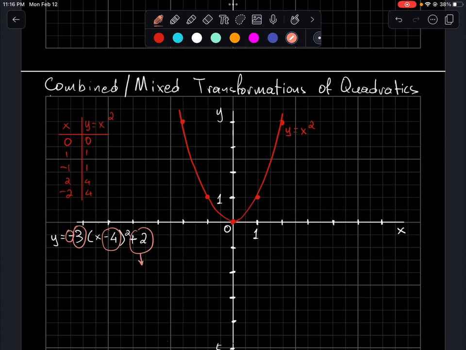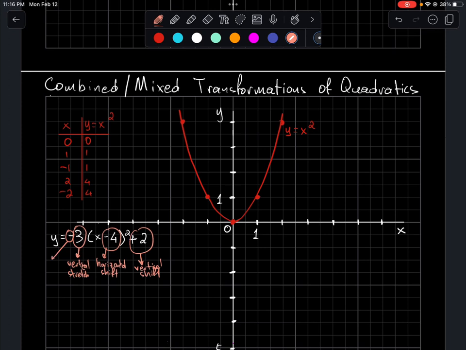Let's start with the plus 2. That plus 2 is not associated to x, so it's vertical. It's a vertical shift. This -4 is associated to x, so that's a horizontal shift. Then this 3 multiplies, it's 3 times this parenthesis, so this is a stretch, and it's a vertical stretch.